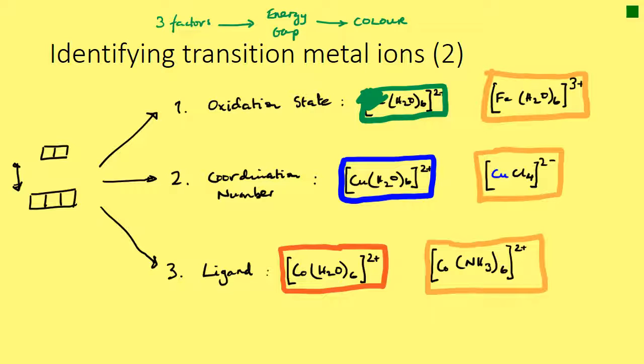If you've got an iron aqua complex, such as this one, with a 2+ charge, then that's going to be a pale green colour. So let's try and highlight this in pale green. Whoops, let's maybe just circle it in green.